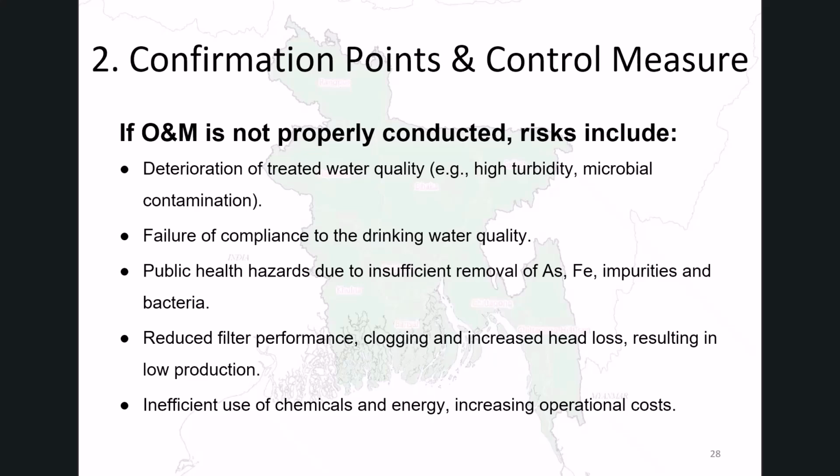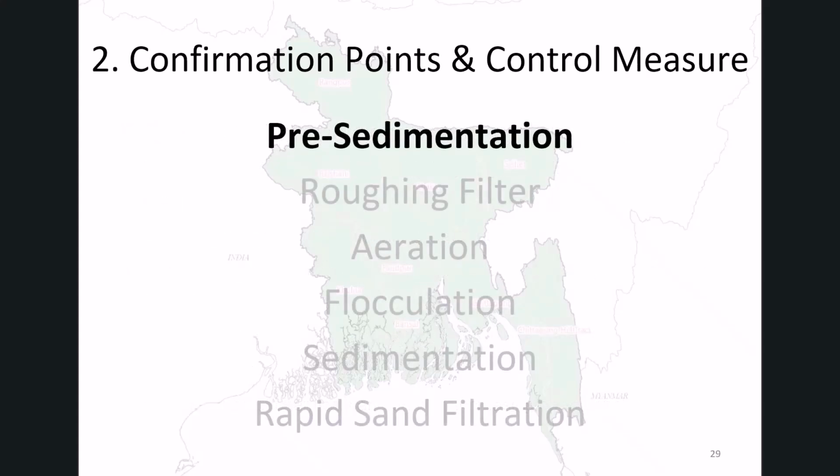This will cause low financial benefits for the water institution and inefficient use of chemicals and energy, increasing operational costs. This is another point for the effect on the financial aspect for the drinking water institution. Poor operational situation will require unnecessarily more costs. We will look into the confirmation points and control measures of each unit.